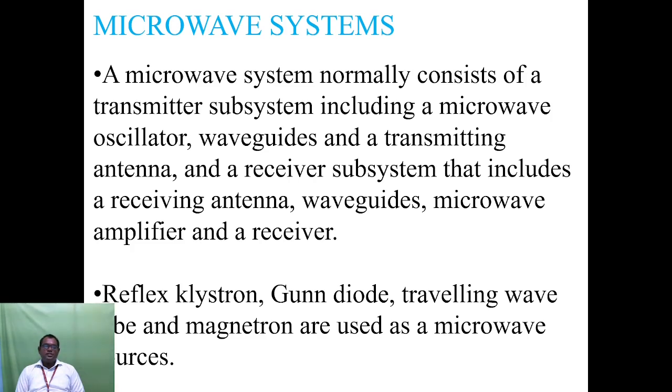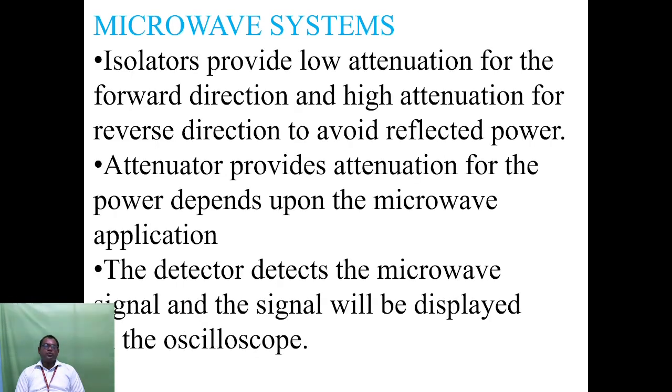Okay. The reflex klystron, gunn diode, traveling wave tube, and the magnetrons are used as the microwave sources. So as I told you, the transmitter is called the source and the receiver is called the destination. But the microwave source can consist of any one of the components: the reflex klystron, gunn diode, traveling wave tube and the magnetrons.